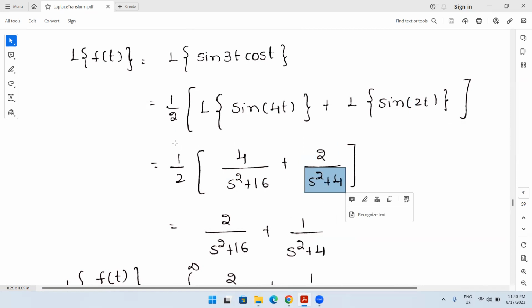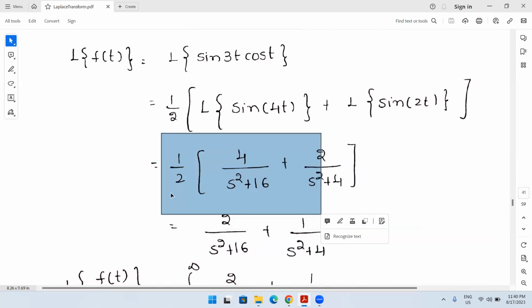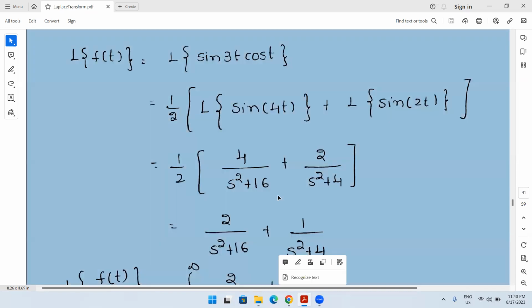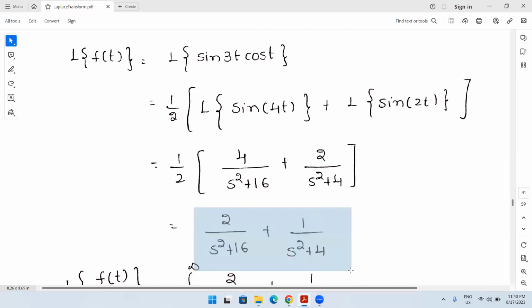That is 4. So we got a Laplace transform. Say just multiply by 1 by 2. So 4 by 2 is 2 and 2 by 2 is 1. So the denominators are s square plus 16 and s square plus 4. Keep it as it is. This is f bar of s actually.